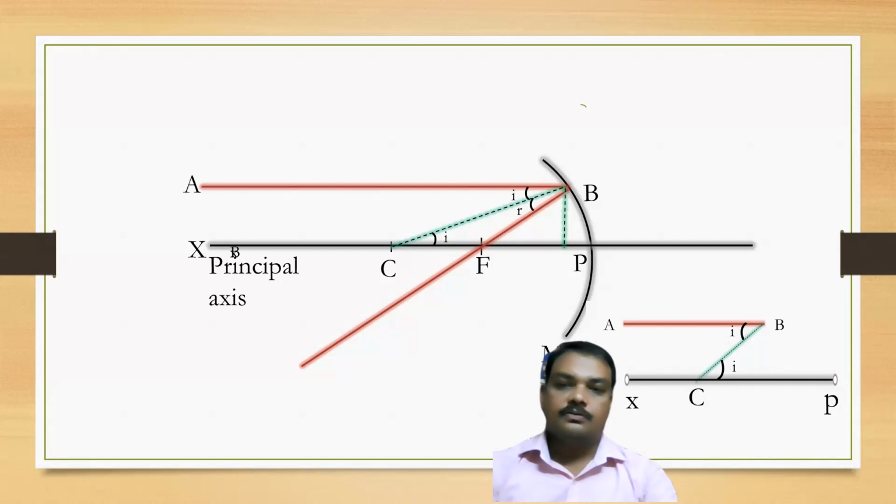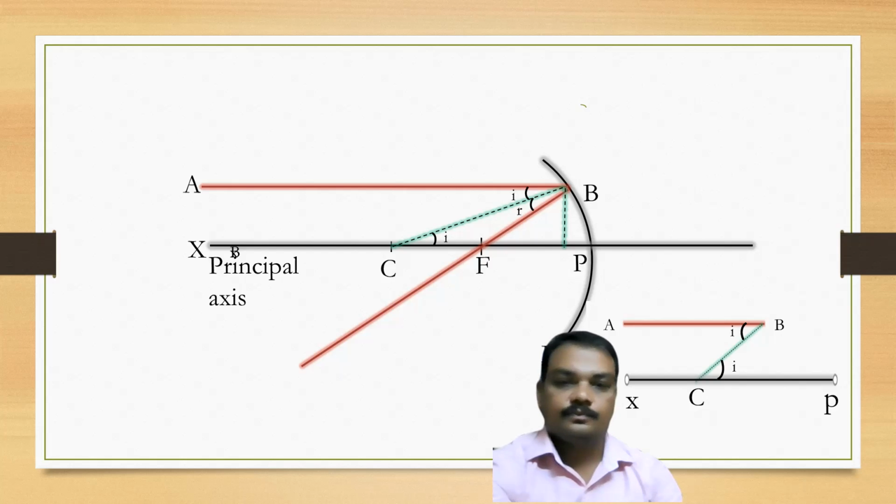So according to these properties, angle ABC and angle BCP, these two become alternate angles and are also equal. It makes angle ABC equal to angle BCP.